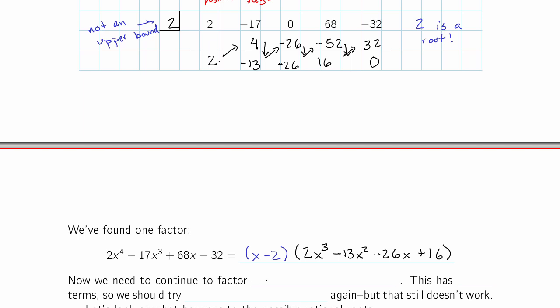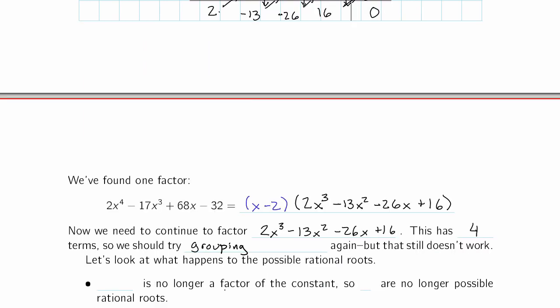We need to factor, then. x minus 2 is linear, so we can't factor that at all. But we still need to factor 2x to the 3rd minus 13x squared minus 26x plus 16. This has 4 terms, so we should try grouping again. But that still doesn't work.